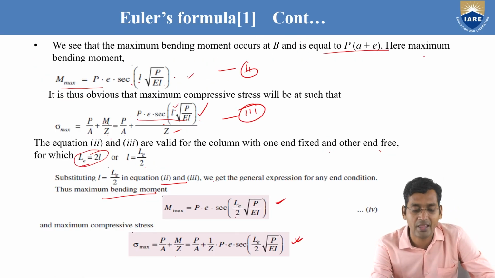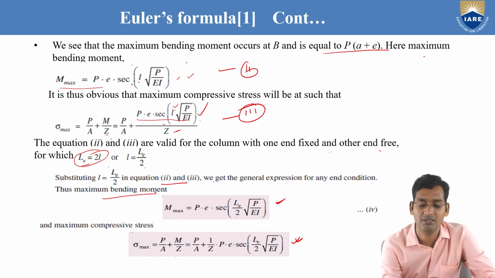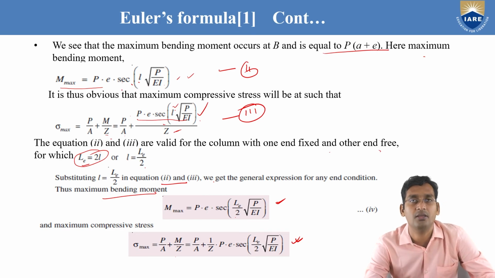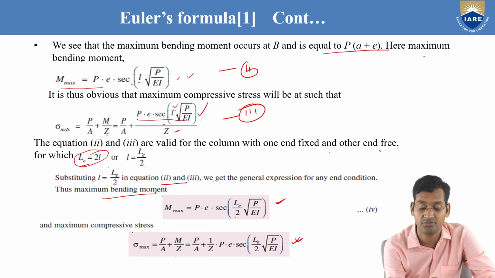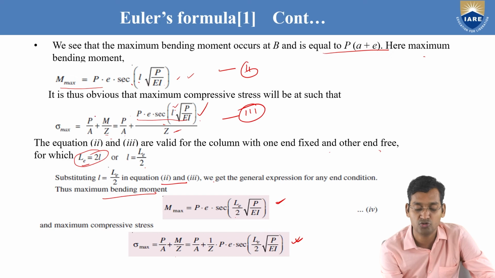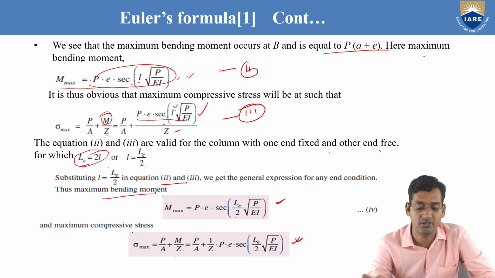So that is M max, right? So PE secant L root P by EI. Now that is the maximum bending moment. Now the maximum stress, that comparative stress, will be what? Sigma max equals P by A plus M by Z. Now what we got for M, just now we found PE secant L root P by EI. So substitute here, P by A, M is this one by Z. So this will be what?